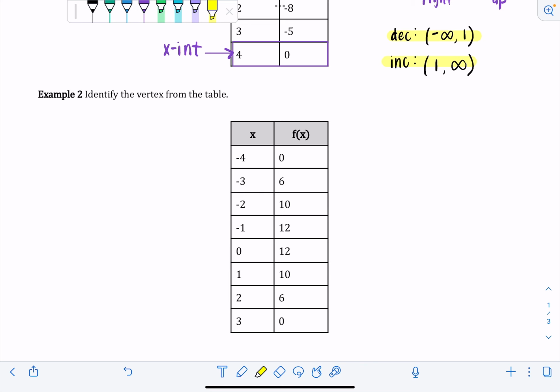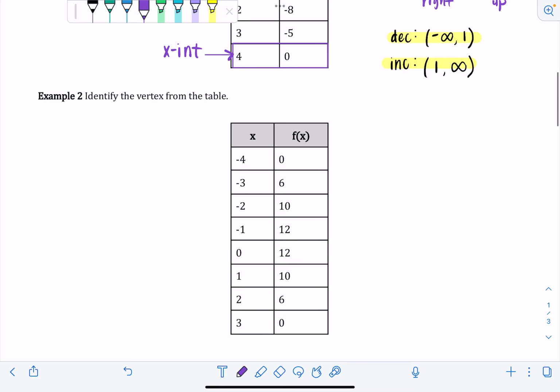Okay, so you can see from the left side of the table, our x values are increasing again as we go down. So it goes from -4 to +3. And then our table is kind of trending the same way. This time it goes up as it goes to the middle of the table. So it goes from 0 up to 6, up to 10, up to 12, and then it's at 12 again. And then it's back down to 10, and then back down to 6, and then back down to 0.